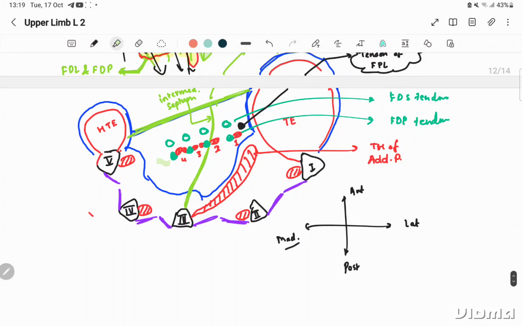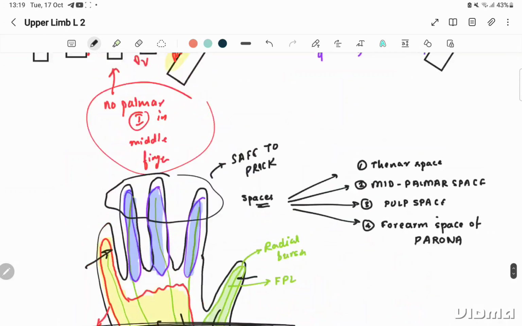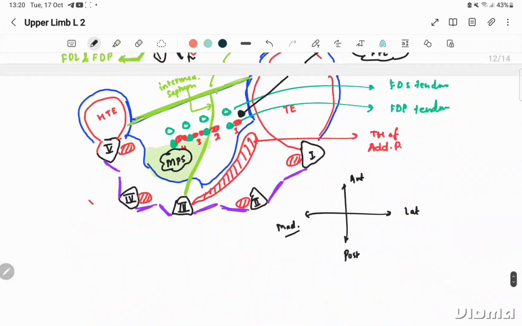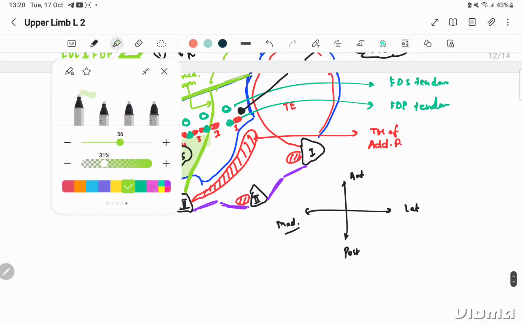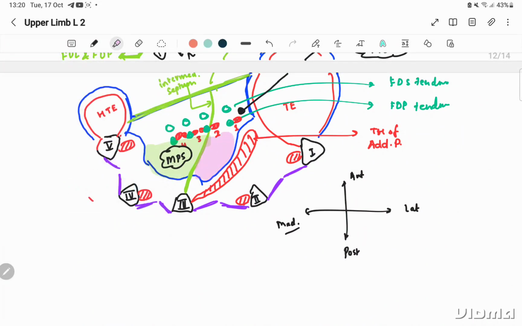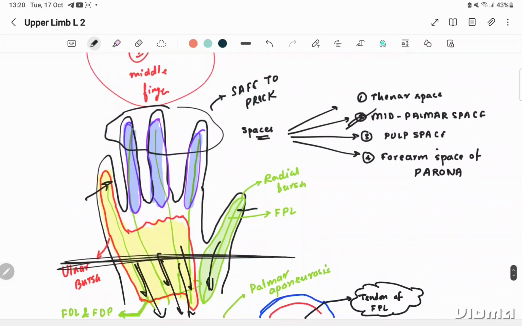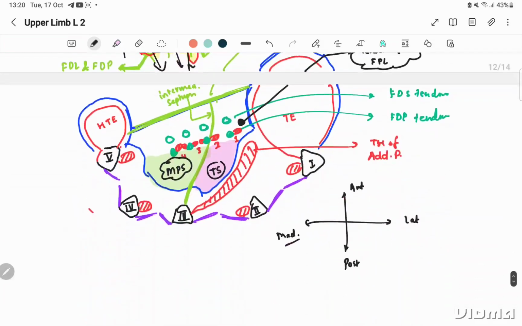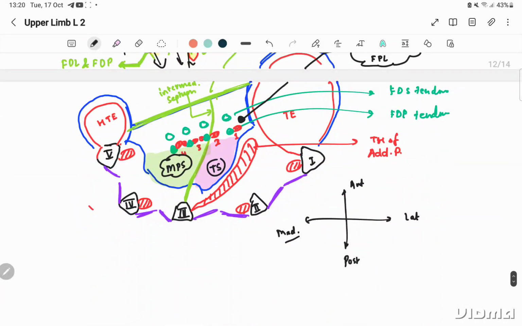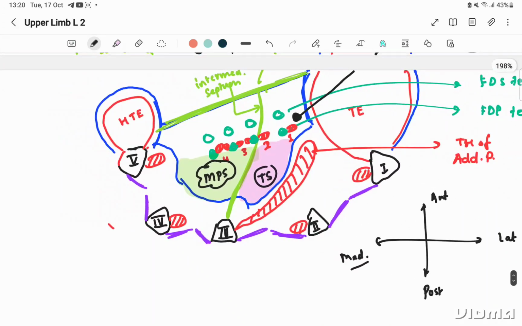Okay, we can see two spaces here. This space is called the mid palmar space, as I wrote earlier. Okay, mid palmar space, and this space which is here is called the thenar space. Okay, as I mentioned here. This is the mid palmar space and this is the thenar space. Clear? Okay.